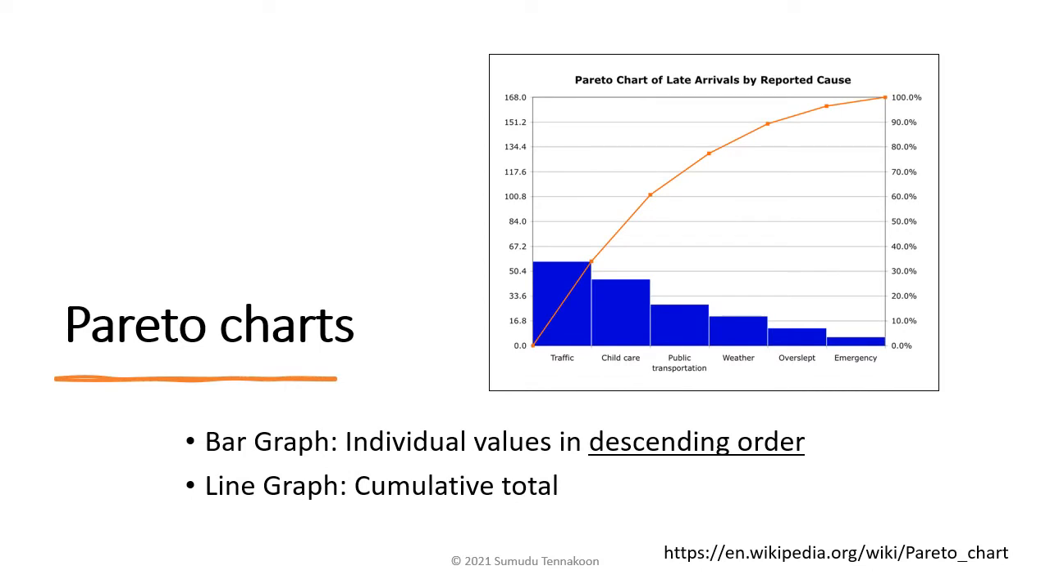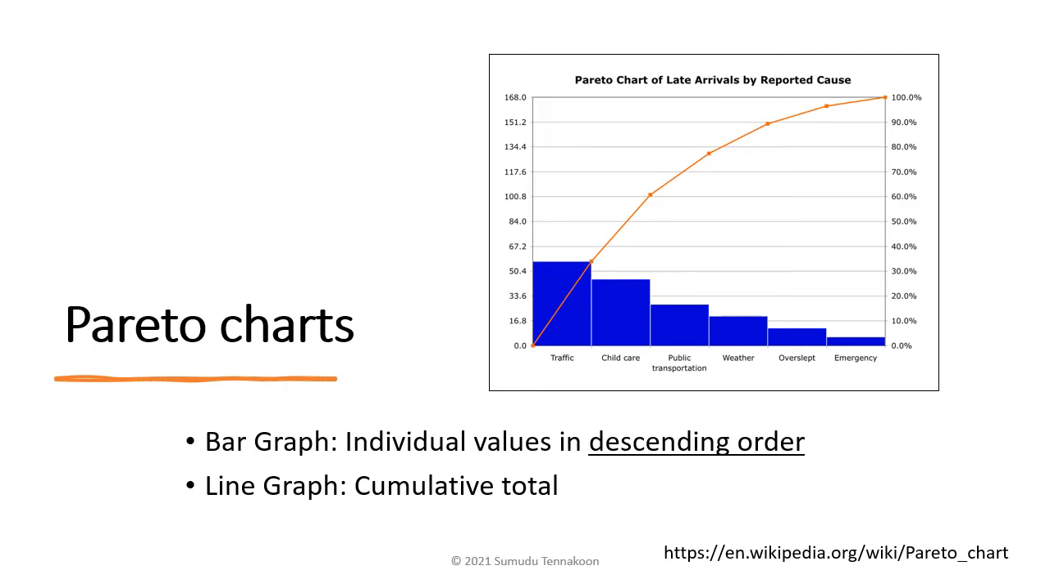another one, the Pareto chart. This is another variation of a bar chart combined with a line chart. In this chart, the bar graph shows individual values. Remember what I underlined: in descending order. So you have to create your bar graph with each category in descending order by its count, and then the line graph will show you the cumulative total.